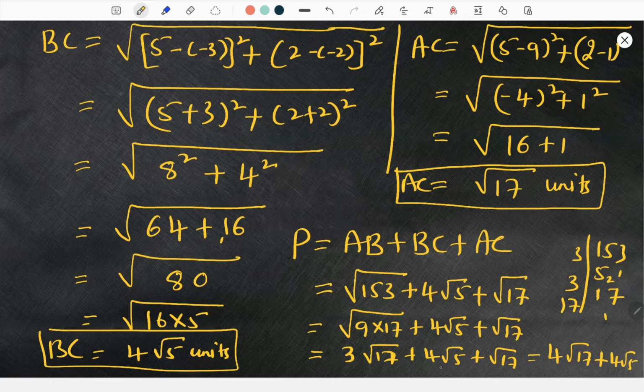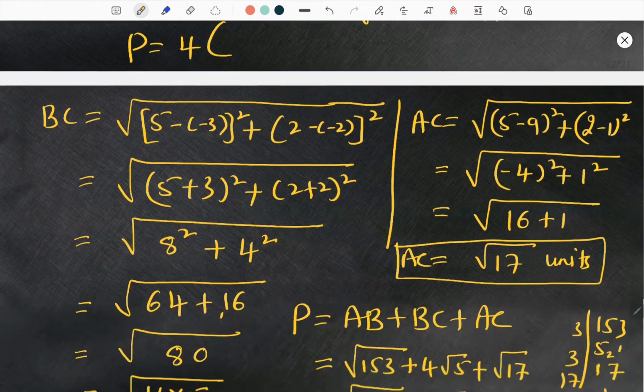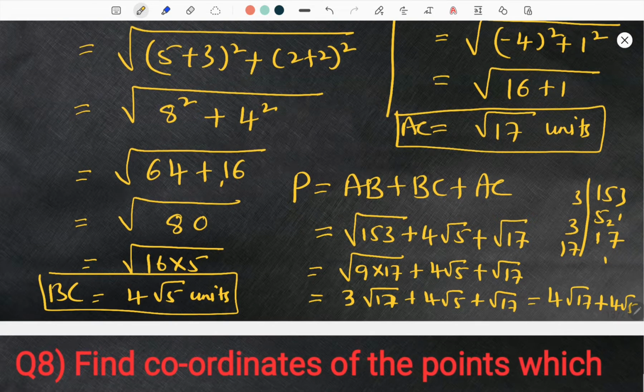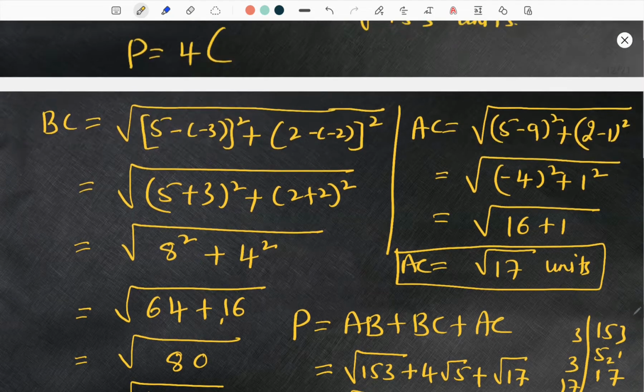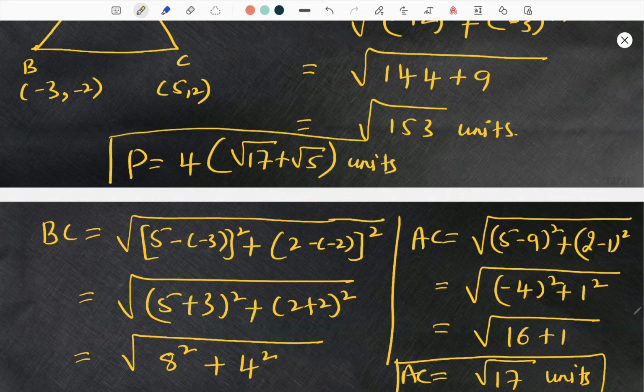Now in this 4 root 17 and 4 root 5, we can take 4 common. So let me write here, perimeter is equal to, you can take 4 common. Then inside, root 17 is there, root 5 is there. You can write it as 4 bracket under root 17 plus under root 5 units. So this is the perimeter of the triangle that we have got.